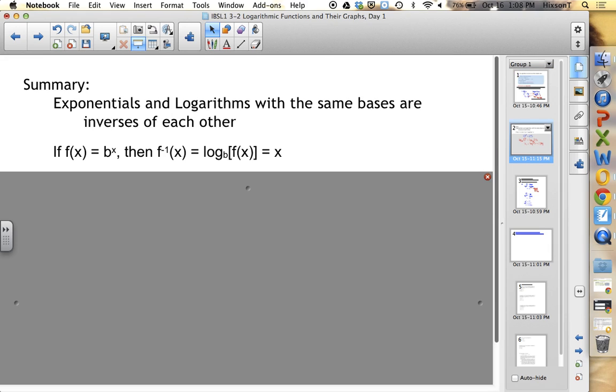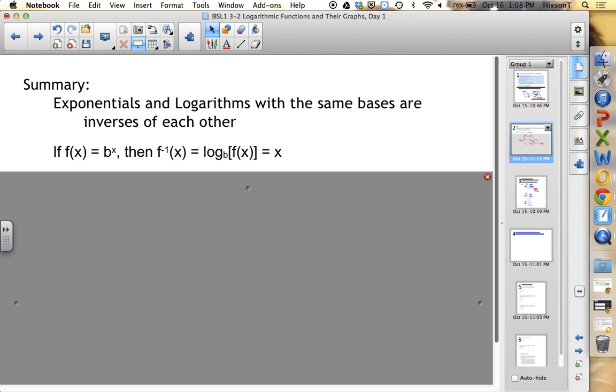So, if our function is b to the x, then the inverse of that function is going to be the log base b of the function. That'll give us x. So it's like if they give you a certain value of y and you want to find x.